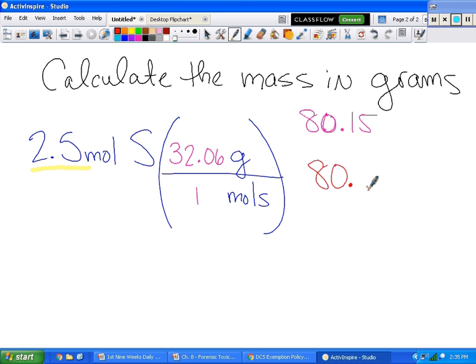Finally, the last thing, we've got to have a unit, and we've got to have the compound or the element. So it's 80., exactly 80 grams of sulfur. Exactly 80 grams of sulfur. Okay? All right. Now, let's do one that's a little more challenging.